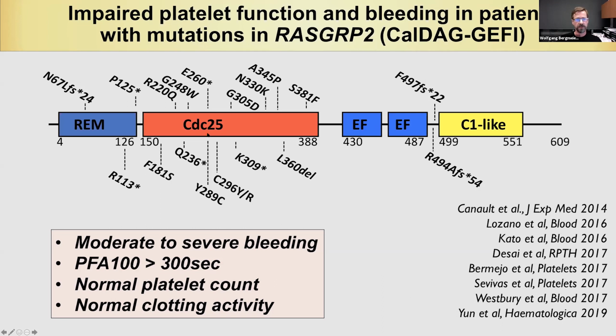And so there are mutations along this gene, and basically all the patients that we have show the same or a very similar phenotype. Moderate to severe bleeding, the PFA-100 is severely prolonged, but platelet count and clotting activity are normal. Platelet aggregation is impaired. Actually, these patients were initially characterized as Glanzmann-like, so very strong impairment of platelet function, but not really to every agonist. So some agonists, there's no aggregation, some agonists, there is aggregation.